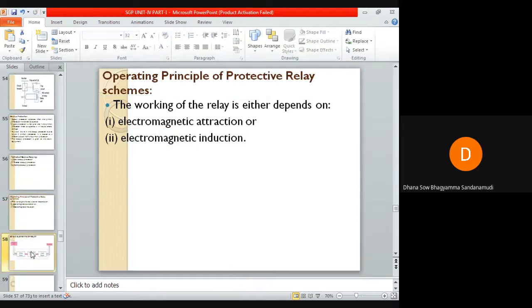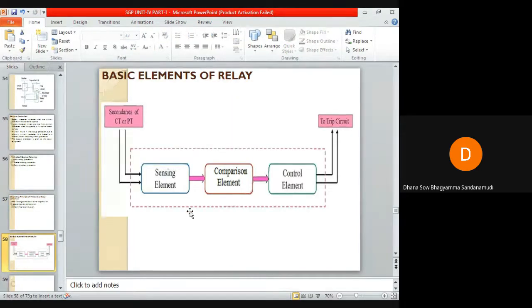So let us see the basic elements of the relay. We already know the CT, the current transformer, will be there. Actually, this current transformer or potential transformer is connected to the equipment which is to be protected. The signal from this current transformer or potential transformer is given to a sensing element. From this it is given to a comparison element, then to a control element, and this control element will close the trip circuit.